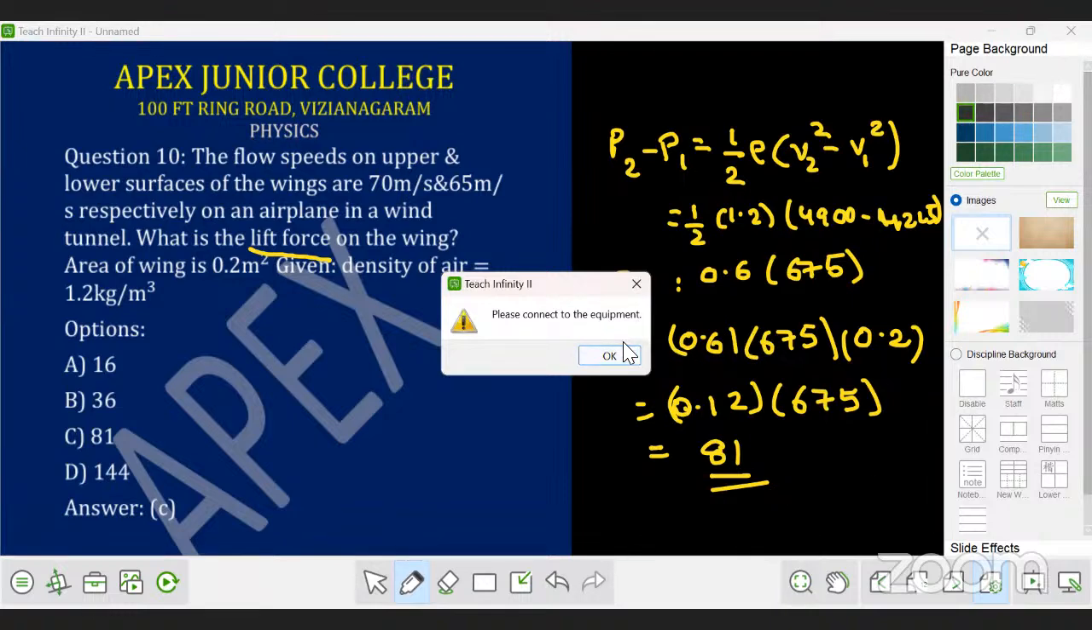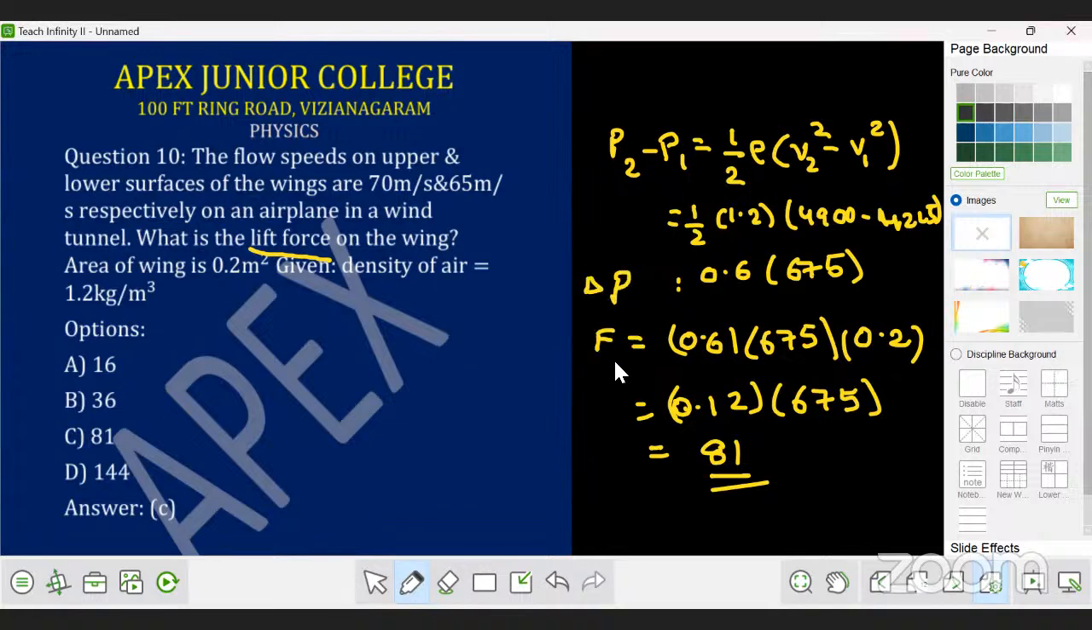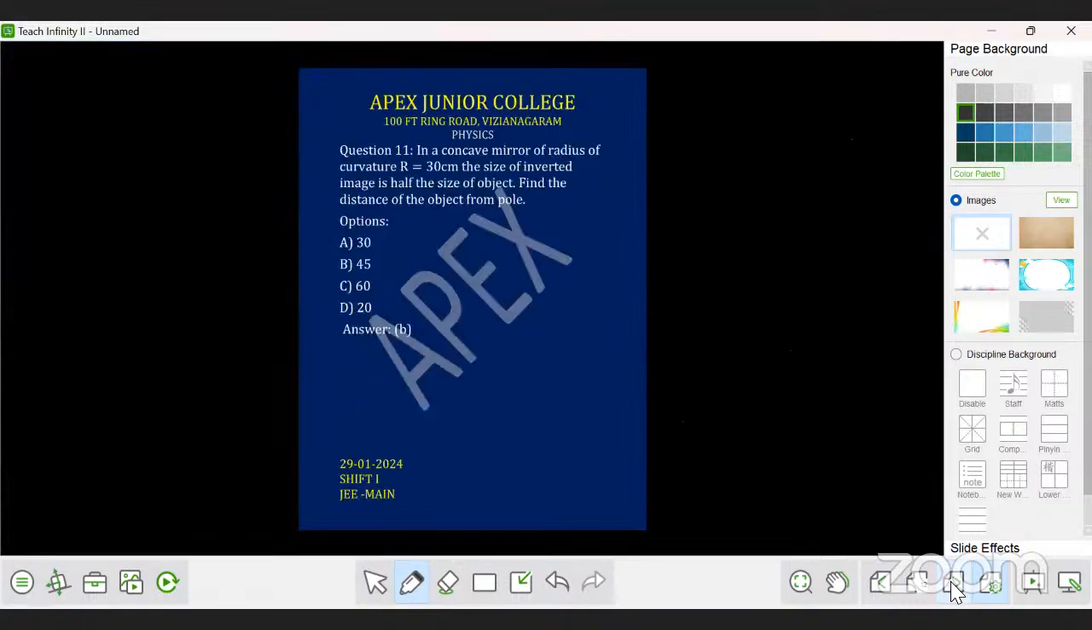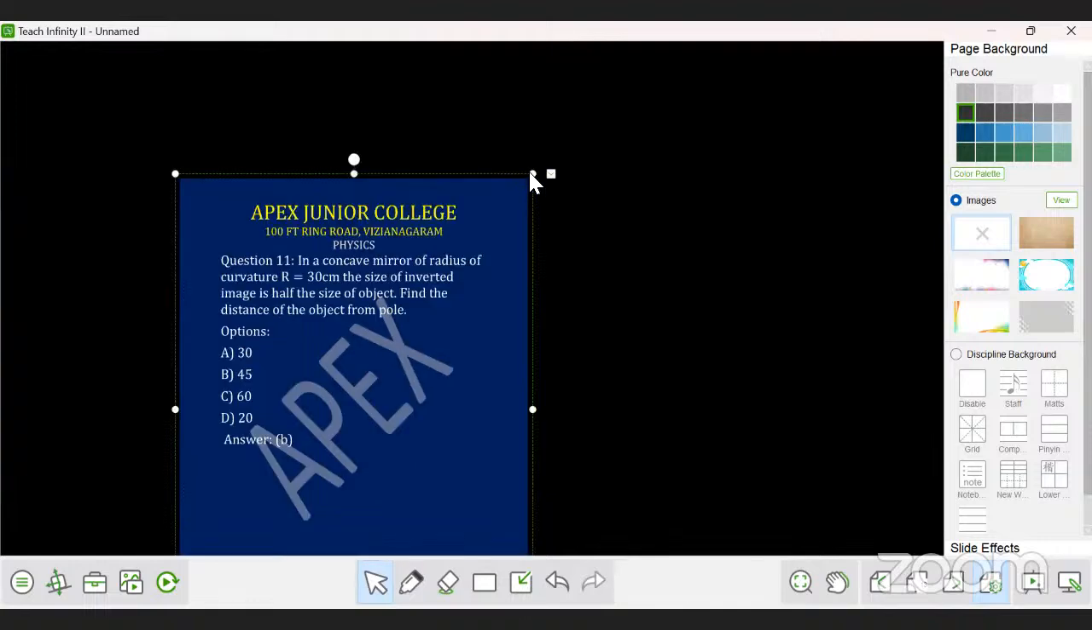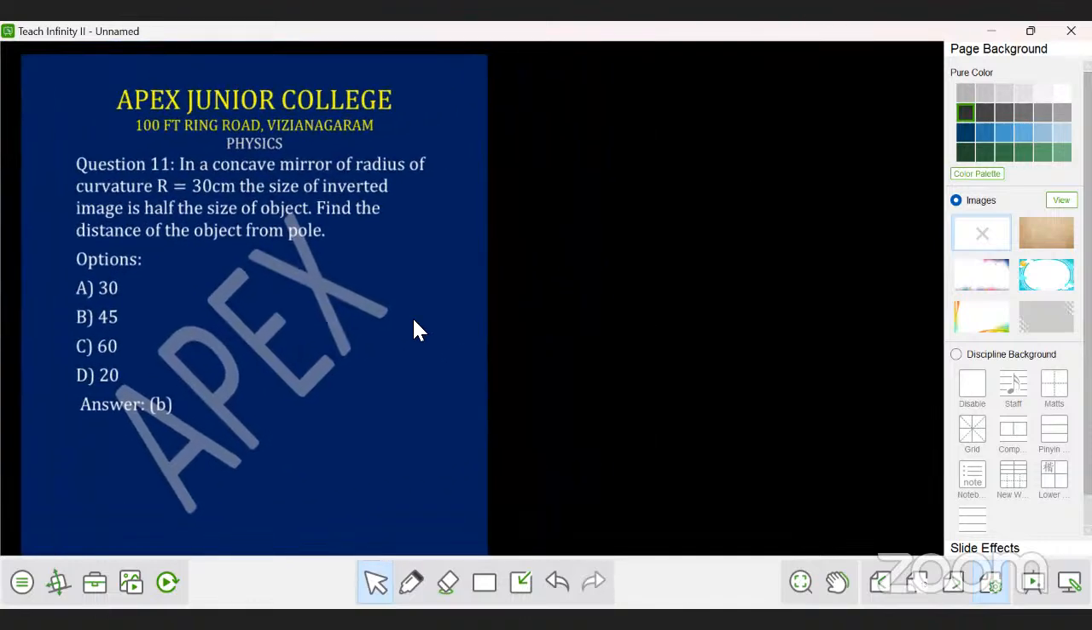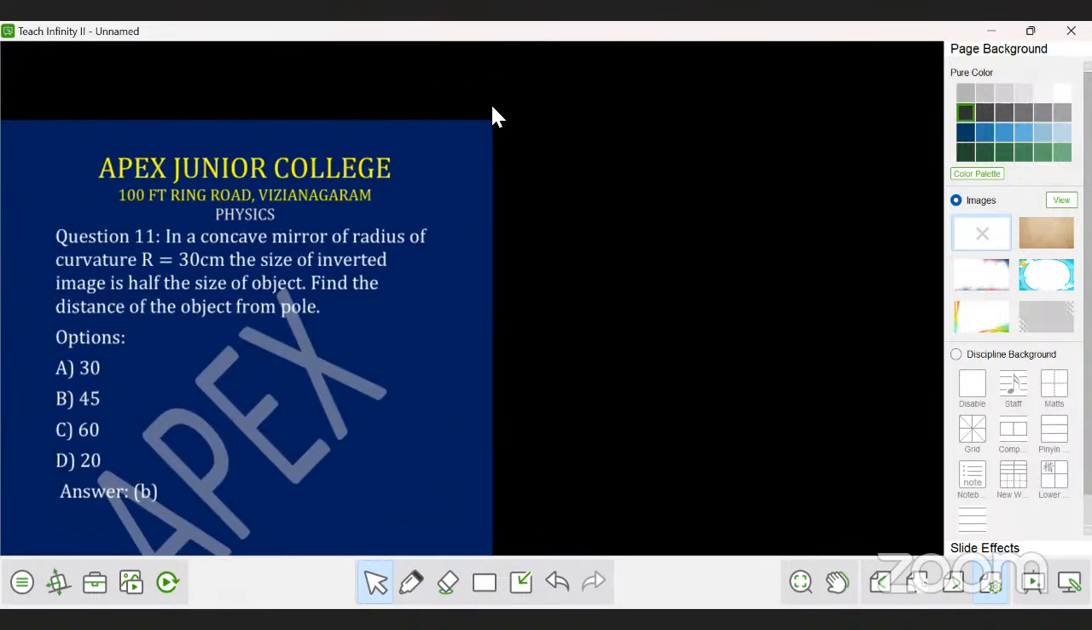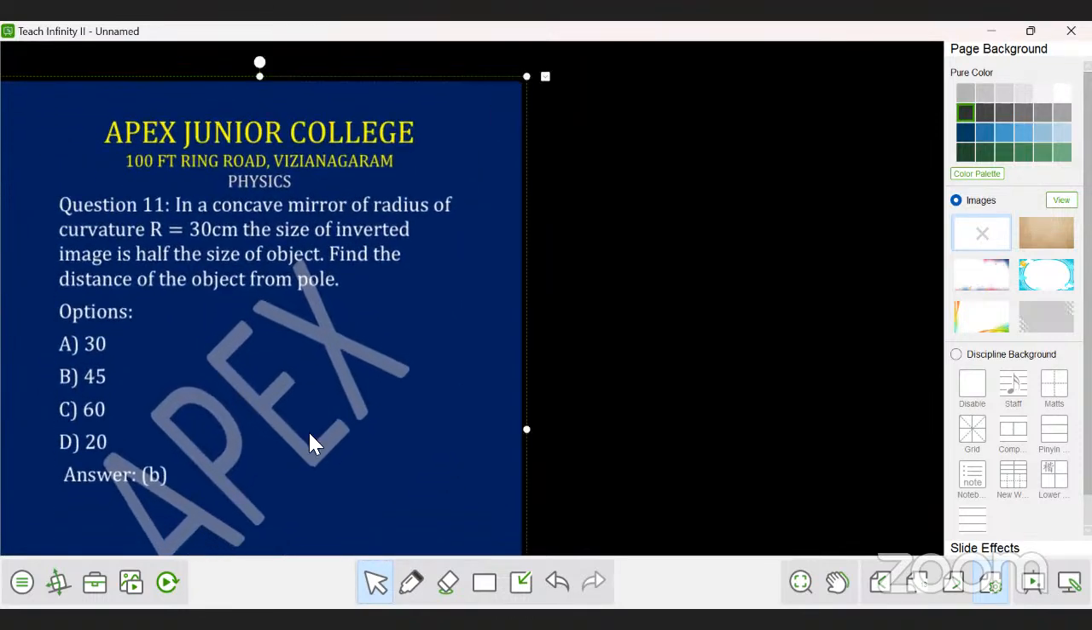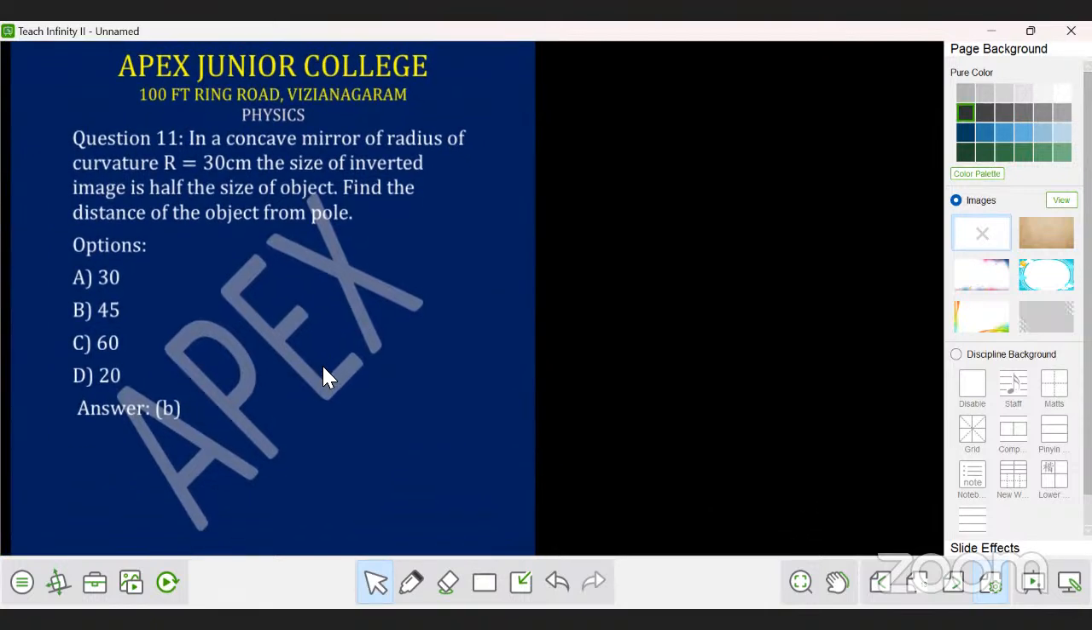Okay, now the next question. See the next question. In a concave mirror of radius of curvature 30 centimeters, the size of inverted image is half the size of object. Find the distance of the object from pole.